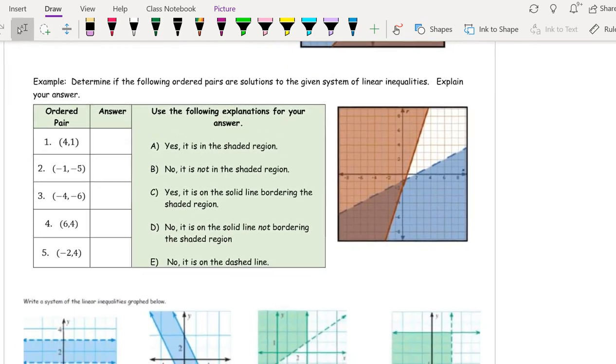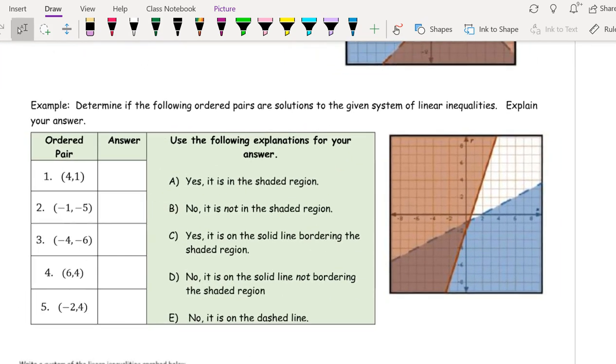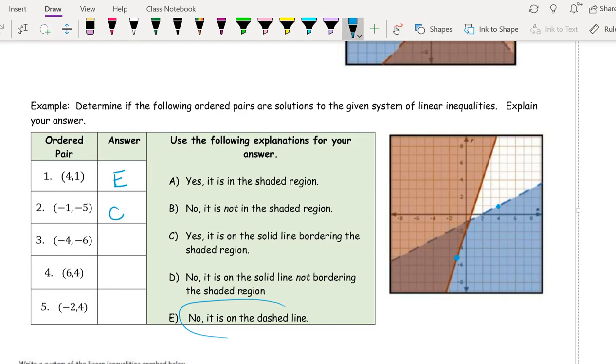And so then this example is just kind of going through the same thing. Is the point 4, 1 a solution? So if I go to 4, 1, that's on the dashed line. So no, it is on the dashed line. So that would be E. For negative 1, negative 5, that's this point here. It's on the solid line and it's bordering the shaded region. So yes, it's on the solid line bordering the shaded region. So that's C.